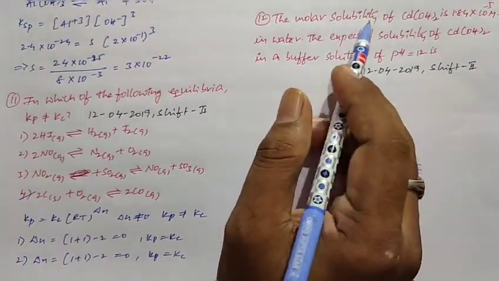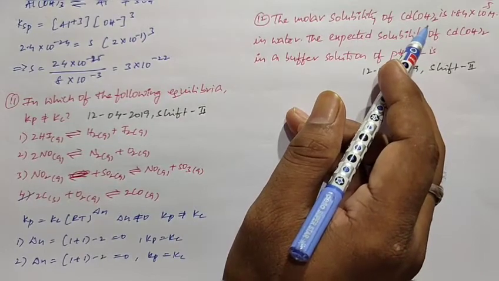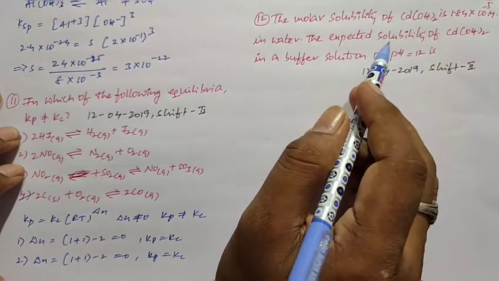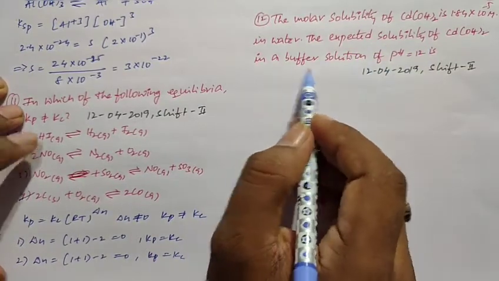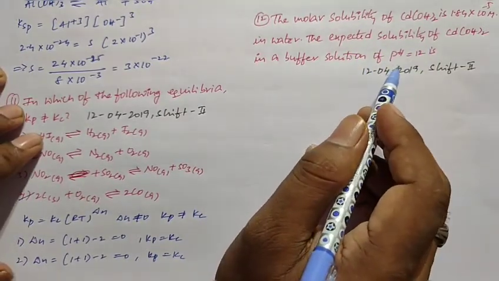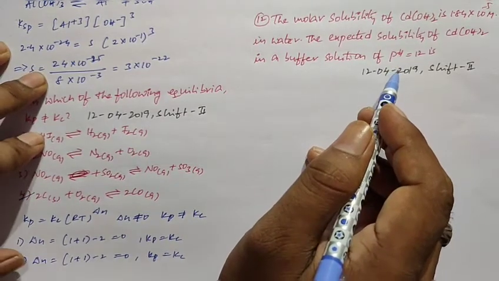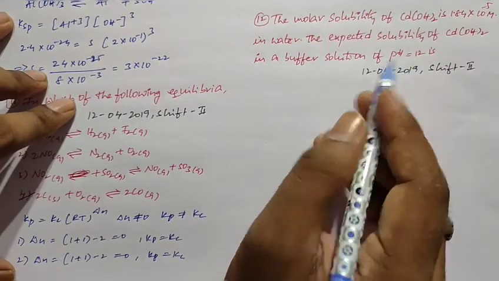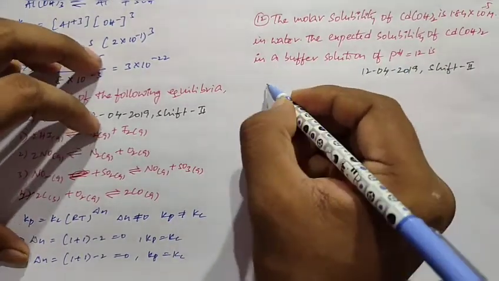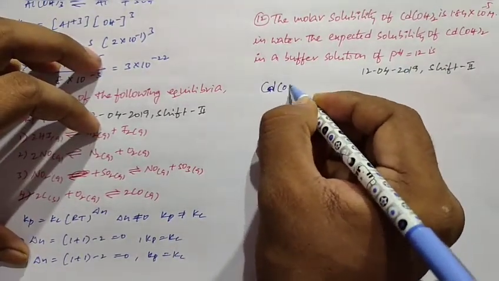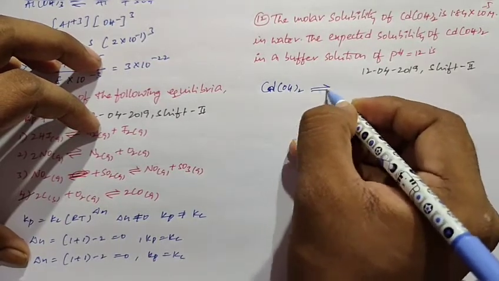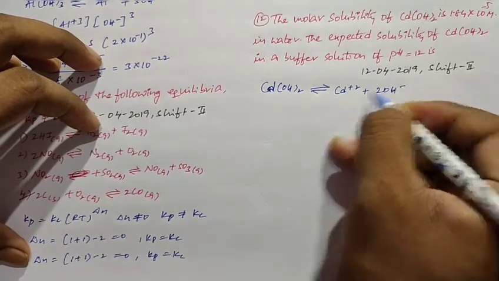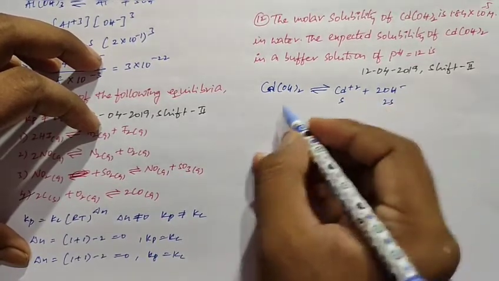The molar solubility of cadmium hydroxide is 1.84 into 10 power minus 5 molar in water. What is the expected solubility of cadmium hydroxide in a buffer solution of pH equal to 12? So here we need to find the solubility of cadmium hydroxide in the buffer solution of pH equal to 12. So first we can take the cadmium hydroxide. When cadmium hydroxide undergoes dissociation, it can form cadmium ion and hydroxyl ion. It is taken as S and it is taken as 2S.